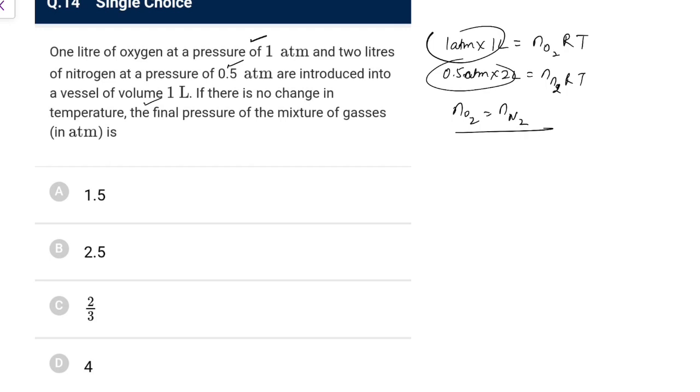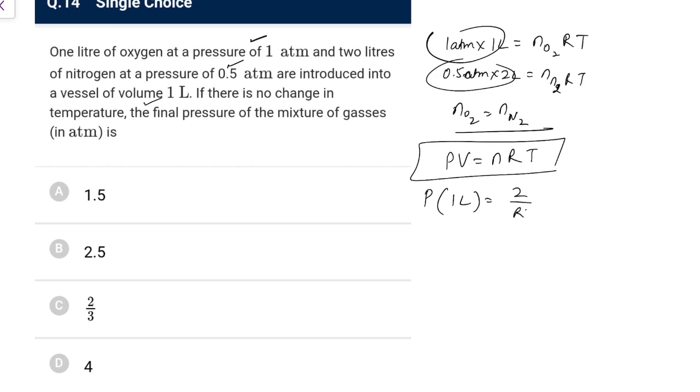Now, finally we can also write PV equal to nRT for the complete system. So final pressure, final volume is 1 liter, final moles would be double, and I can write them as 1 plus 1, RT, 1 by RT plus 1 by RT. I can have a 2 by RT in those units multiplied by RT, and the temperature is still the same. So the pressure, I can write it as atm liter. That would be a better thing. So pressure is directly 2 atm, that we can directly make out in this particular case.